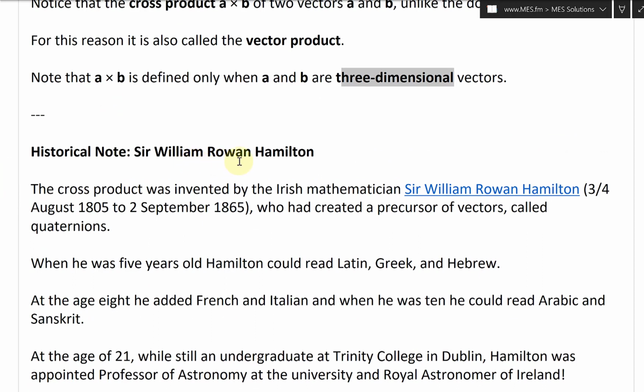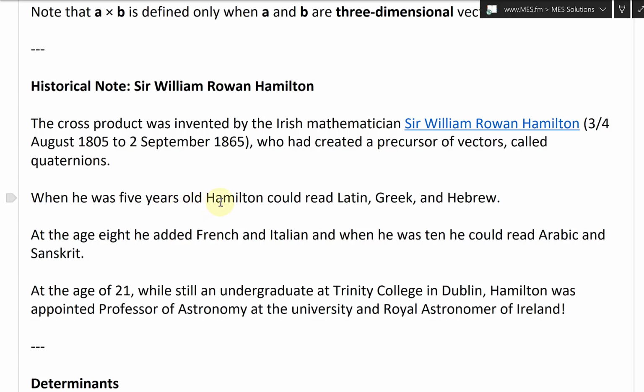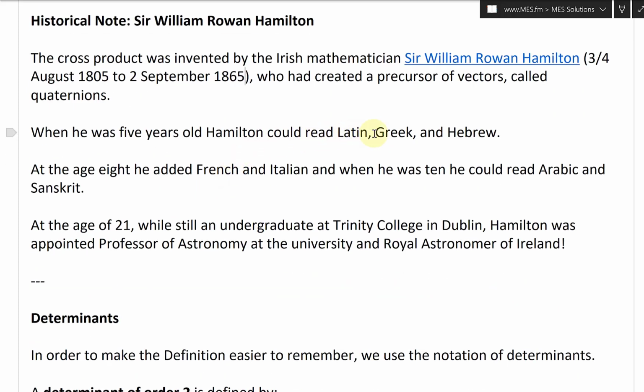This is on Sir William Rowan Hamilton. The cross product was invented by the Irish mathematician Sir William Rowan Hamilton, born either 3rd or 4th August 1805, and died September 2nd, 1865, who had created a precursor of vectors called quaternions. When he was 5 years old, Hamilton could read Latin, Greek, and Hebrew. At the age of 8, he added French and Italian, and when he was 10, he could read Arabic and Sanskrit. Some pretty ingenious fellow here.